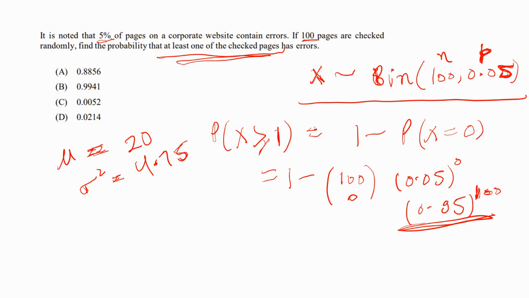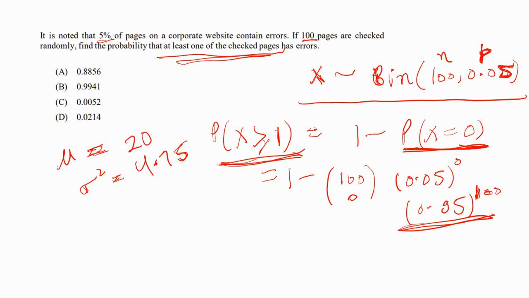So now you can do that. X follows normal with 20 and 4.75, and then you can find the probability X greater than or equal to 1. So X is equal to 0 means X has no error, so it will be less than 0.